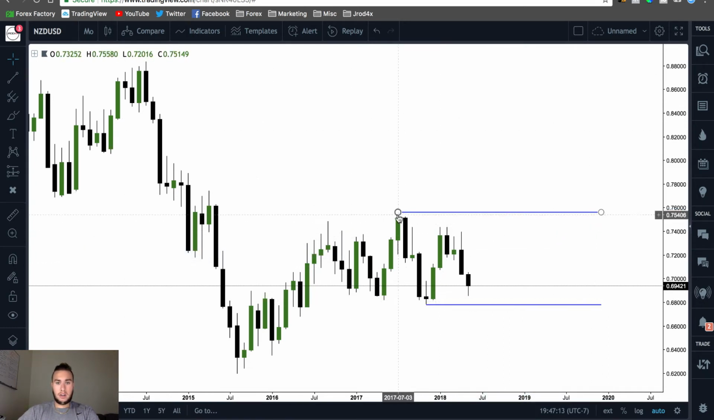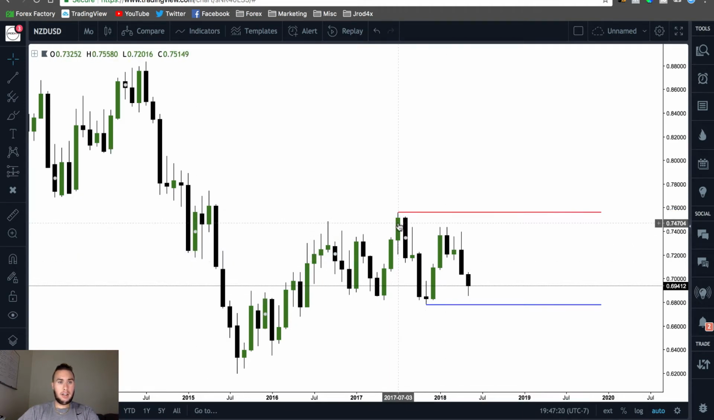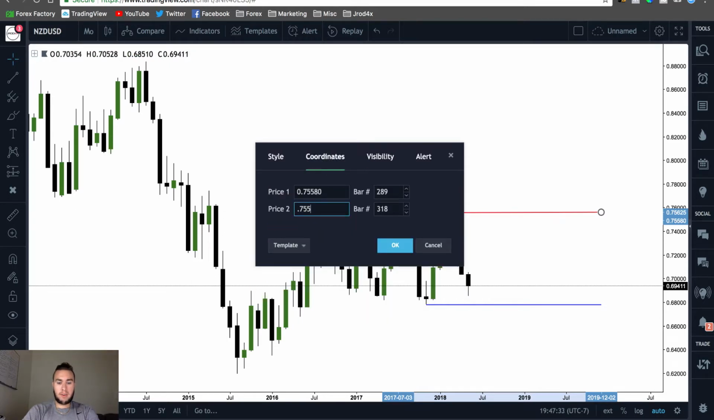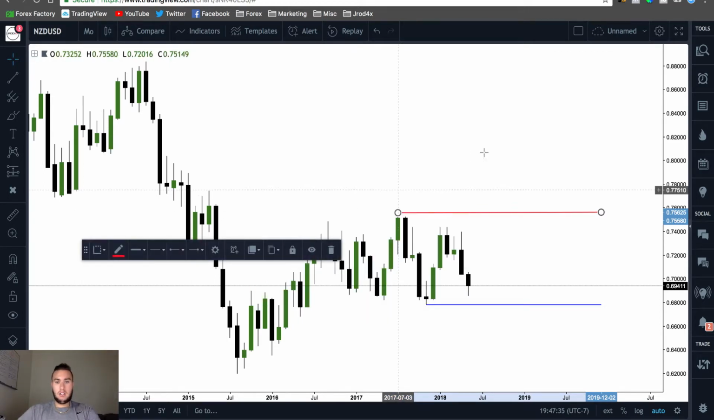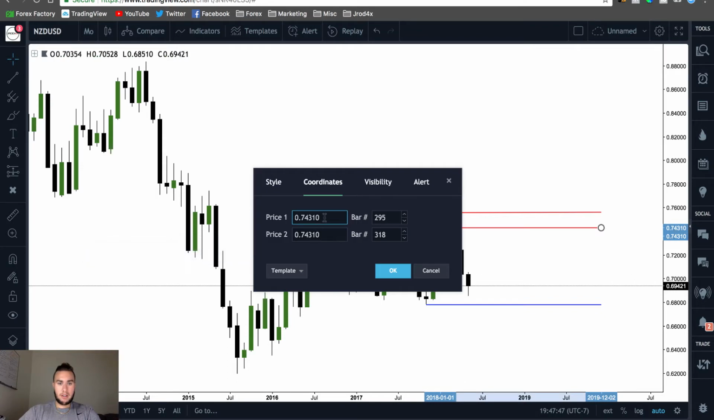Alright, so this is the consolidation that we're in now. I'll change this to red, and the high for this candle is 0.75580. So we'll mark that out. And also this is a near-term resistance level as well. 74359.